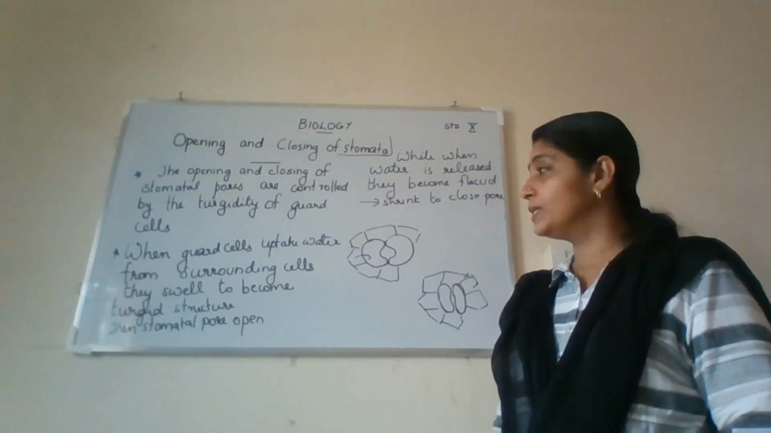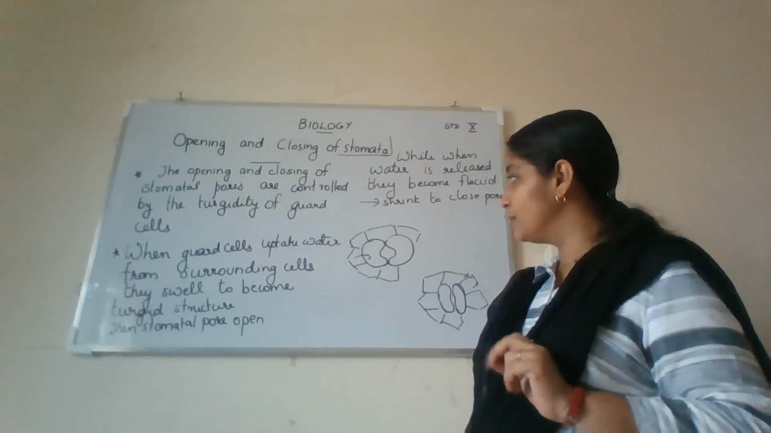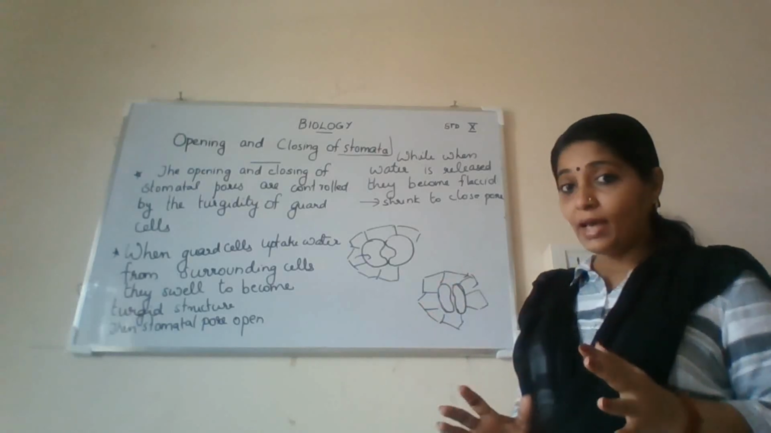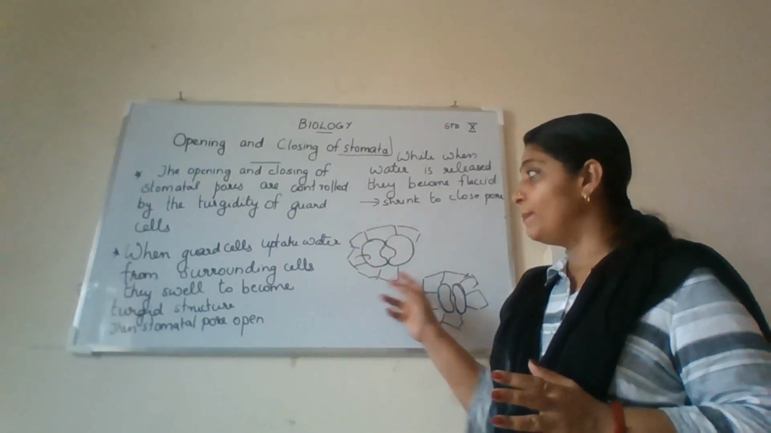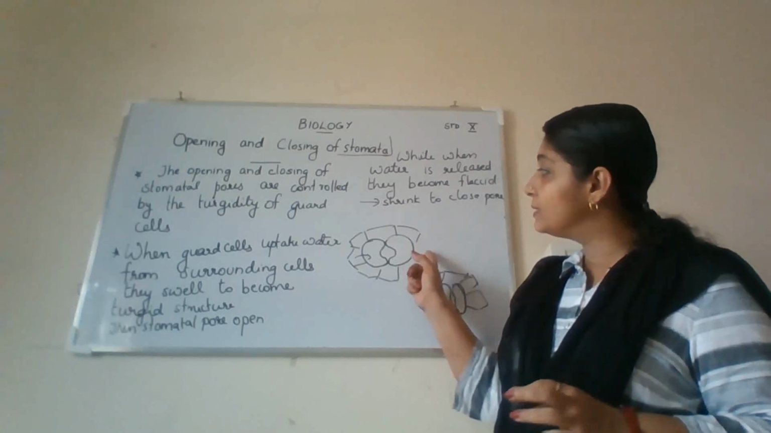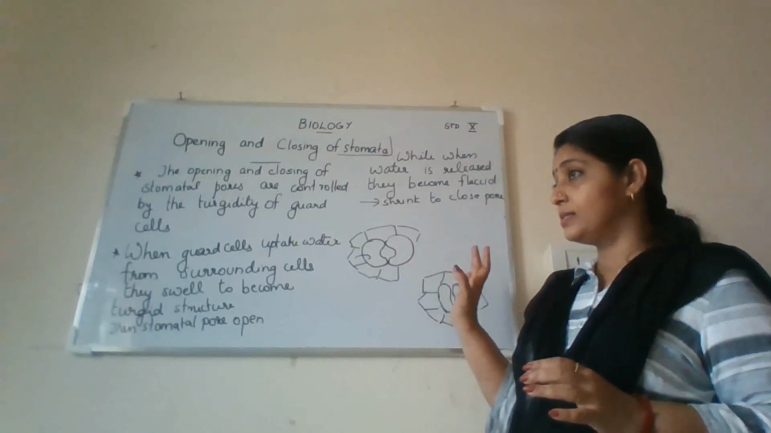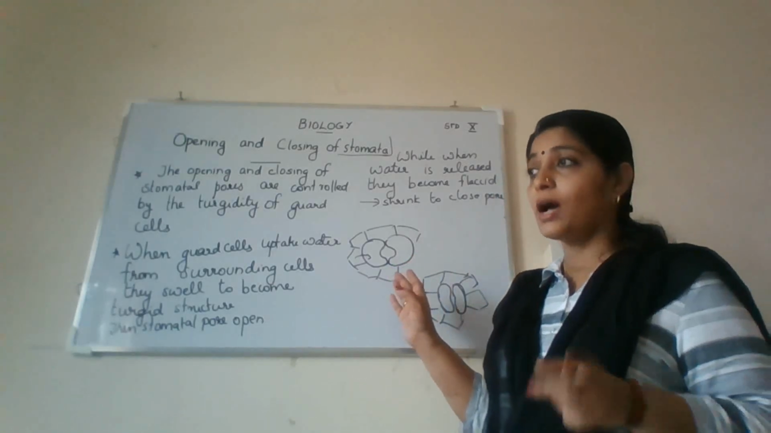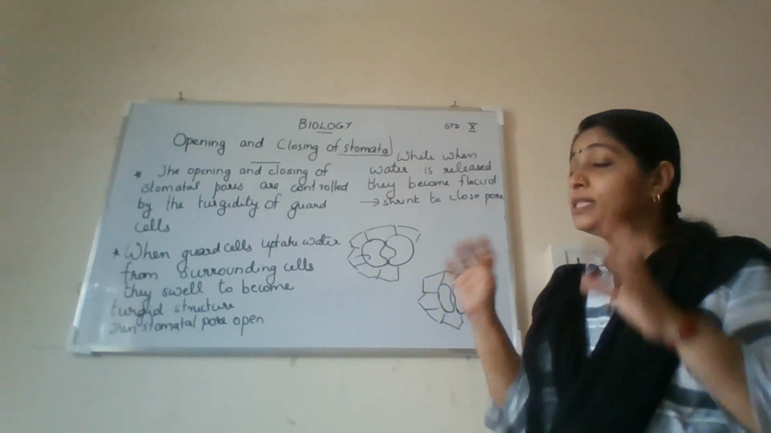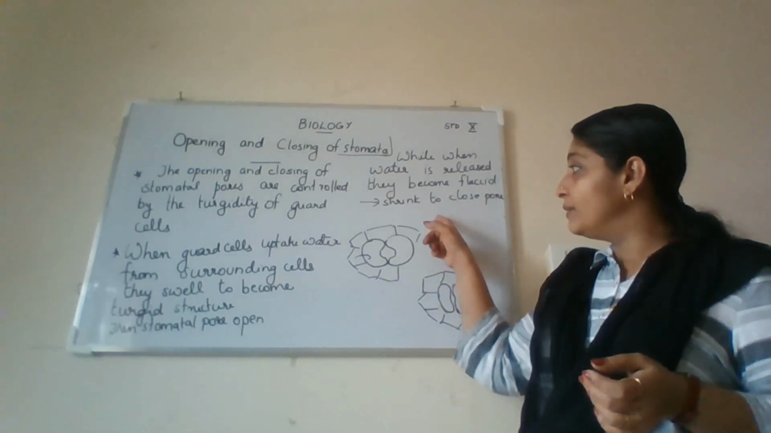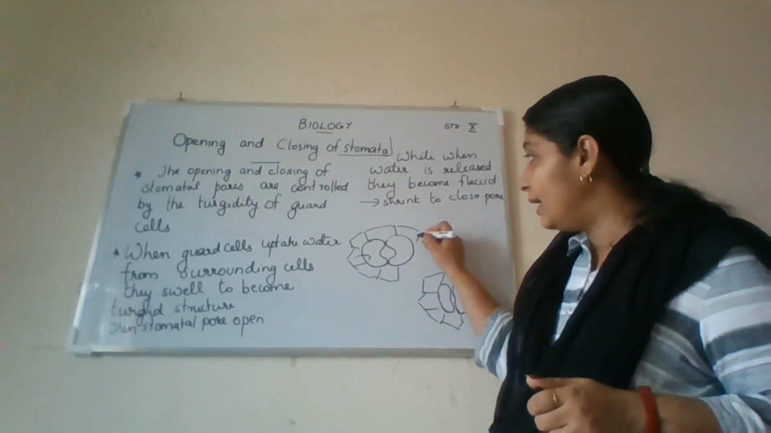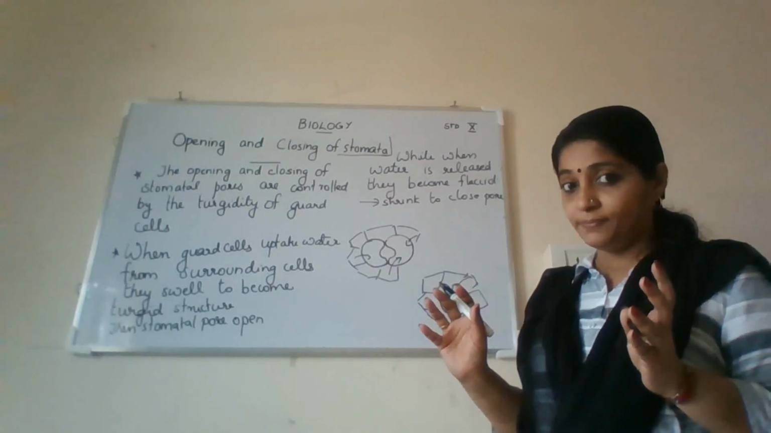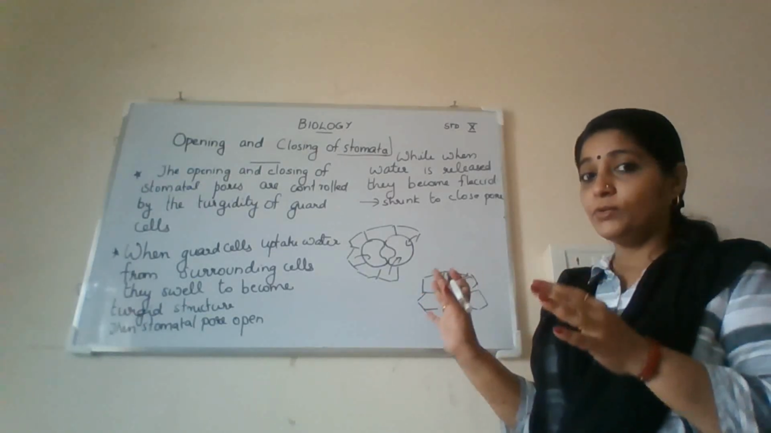We studied the structure of stomata, that it has two bean-shaped guard cells, and surrounding epidermal cells. So what happens is, once the water reaches the epidermal cells, the water from the epidermal cells will enter the guard cells. So when the water enters the guard cells, what happens? We studied endosmosis. As a result of endosmosis, the cell swells up. So when the water from surrounding cells enters the guard cell, this guard cell will become turgid. It swells up and becomes turgid.